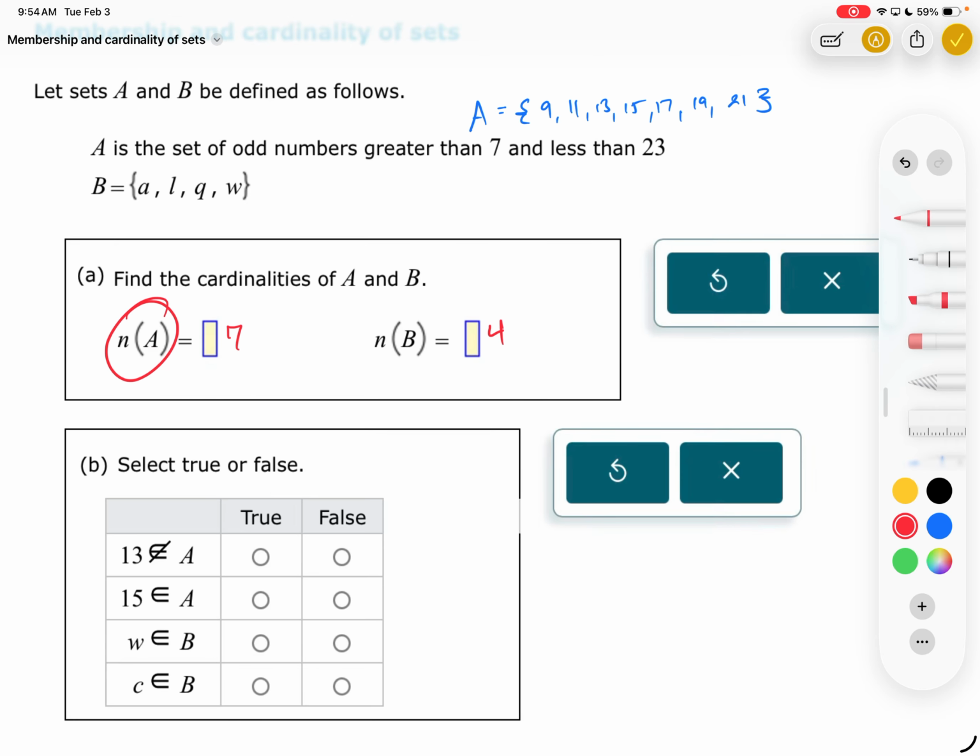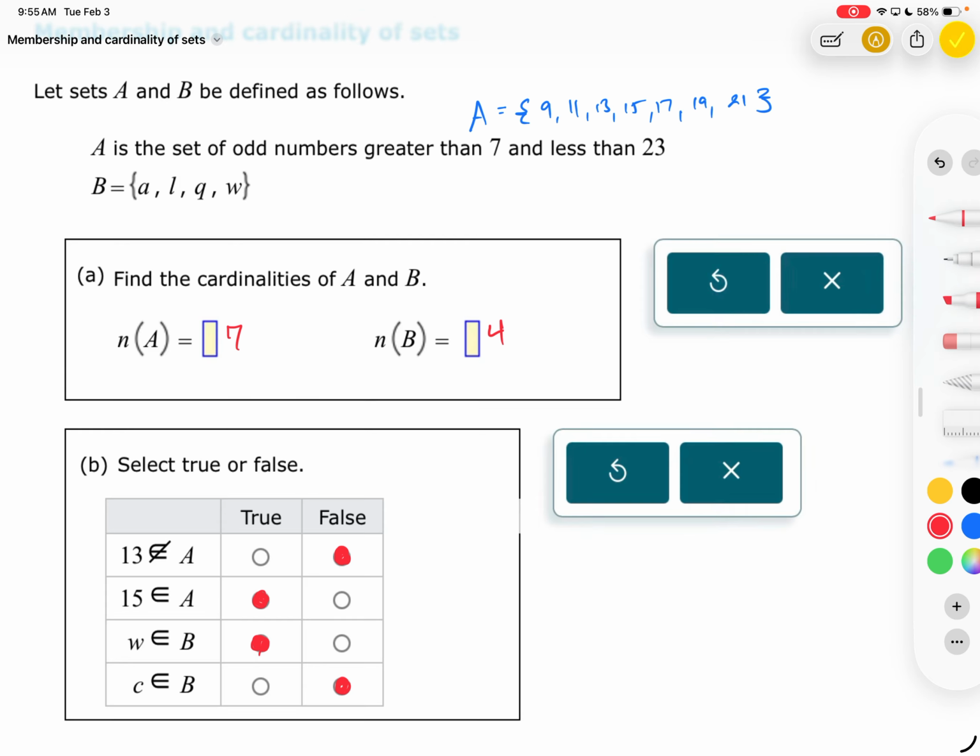Select true or false. 13 is not an element of A. Well, 13 is in A, so that would be false. 15 is an element of A. Yes, 15 is right there in A. That is true. W is an element of B. Yes, it's right there. So that is true as well. C is an element of B. I do not see a C in here. So that is false. Okay. So really this one's just all about the symbols. Shouldn't be that difficult. Just got to know those different symbols.